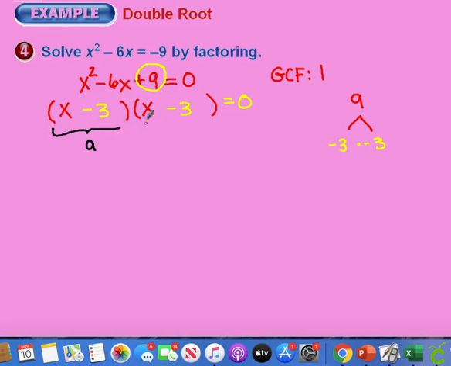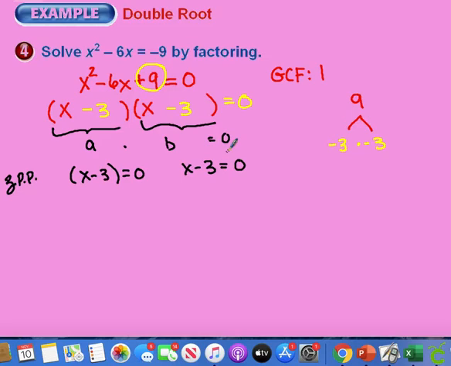Here's my A, here's my B, and they're set equal to 0. So using the zero product property, I'm going to set each factor equal to 0 and solve. Now in this case, since both my factors are the same, that meant that this was my perfect square trinomial, because I got a perfect square when I factored it. And that also means that both of the solutions are going to be exactly the same, that x is equal to 3 and 3 only.